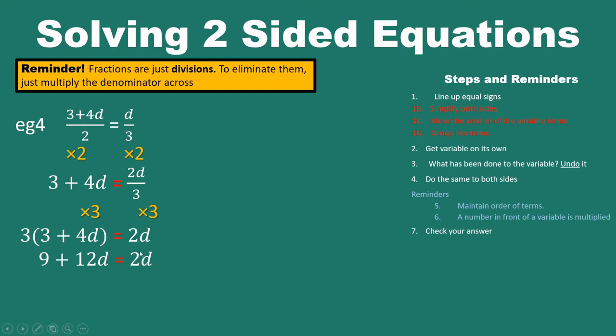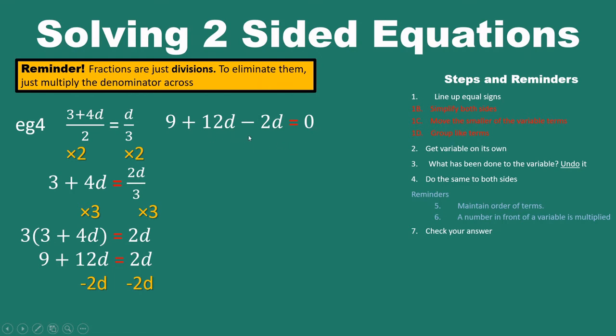So let's move the 2d from the right-hand side to the left-hand side. To get rid of something that's there, we're going to want to subtract it away. So minus 2d from both sides. That's going to leave me with nothing on this side. And nothing is a number. What number represents nothing? 0. So we've got 9 plus 12d minus the 2d on the left-hand side, and we've got nothing left on the right-hand side. That's 0 on the right-hand side.